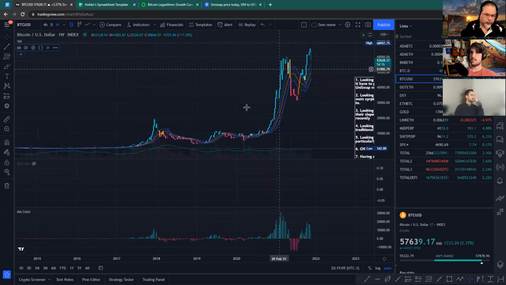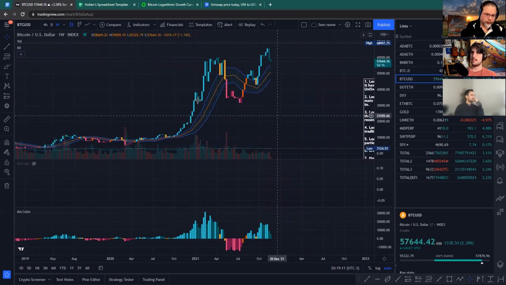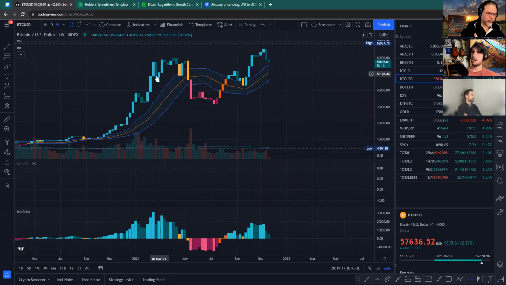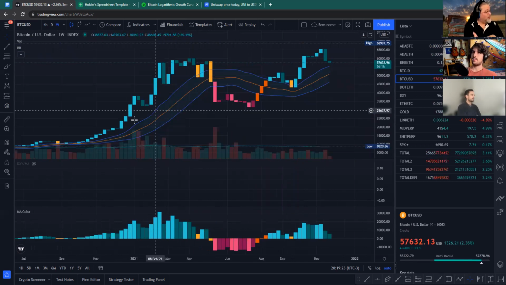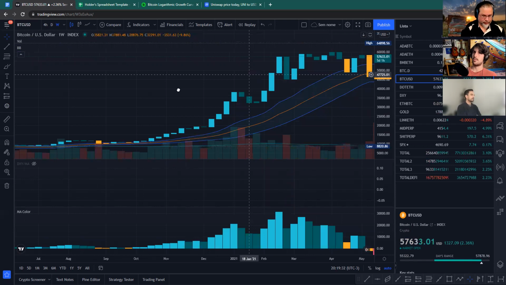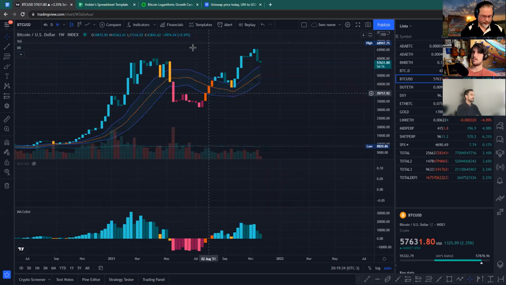And as you can see, when it's testing the moving average, it goes yellow, right? When it's above the moving average, it goes kind of blue. And when it's below the moving average, it goes kind of red. Now, there's also the secondary colors. So when it's coming closer to the moving average, it goes darker. And when it's pulling further away, it goes lighter. Okay. And same goes right here.